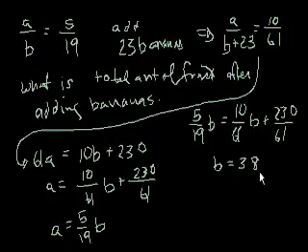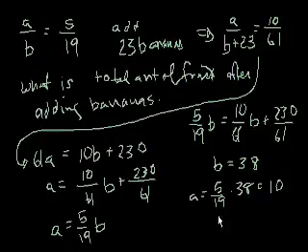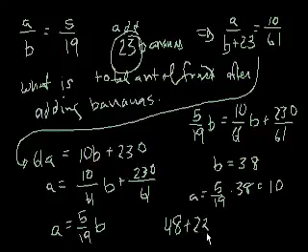If B is equal to 38, we know that the initial ratio is 5 to 19. So that's pretty easy. We just say A is equal to 5 over 19 times 38, which is equal to 10. So the initial number of apples was 10. The initial number of bananas is 38, right? So initially, we started off with 48 pieces of fruit. And then we're going to add 23 more pieces of fruit, right? And 48 plus 23, that's what? 71 pieces of fruit.